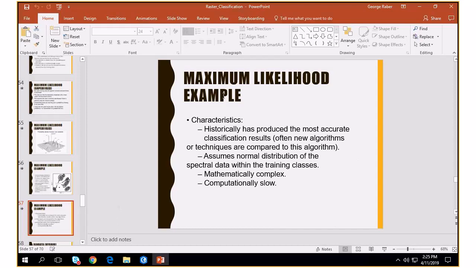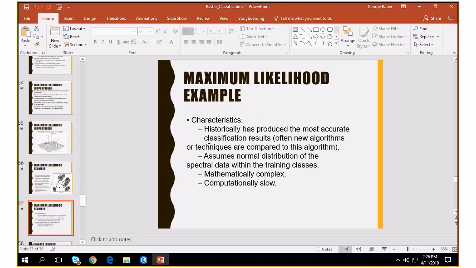All right. So maximum likelihood classifier. Historically, it's produced the most accurate classification results in a general sense. In other words, it's been around a long time. It's tried and true, proven to work. And so oftentimes when people develop new algorithms or new techniques and they publish them in research findings, they'll almost always compare it to a maximum likelihood classification. So that's kind of like the standard. Okay, I developed this new object-based classification scheme, and I'm going to talk all about how it works in my research article, and then I'm going to compare that to just doing a regular spectral maximum likelihood example.